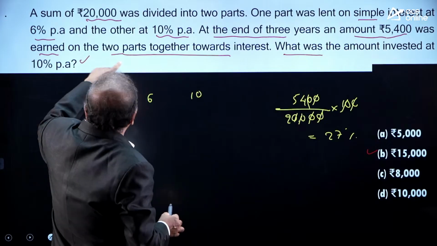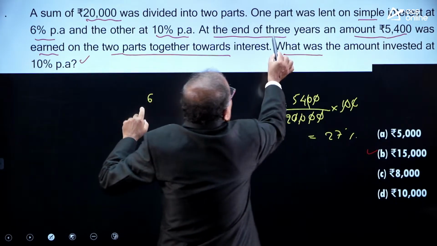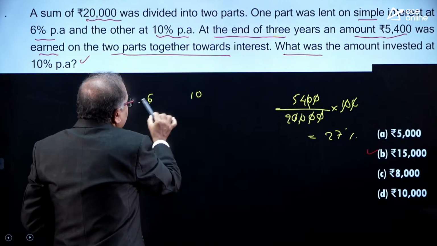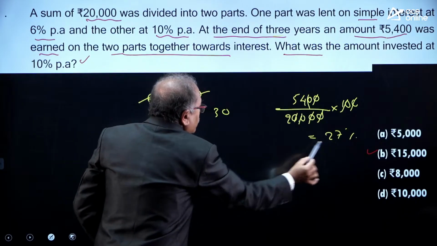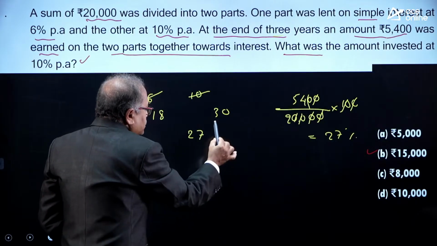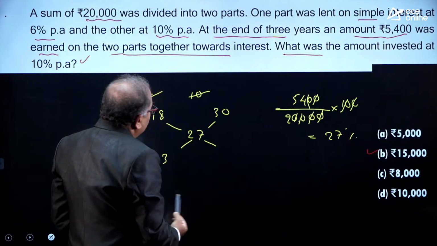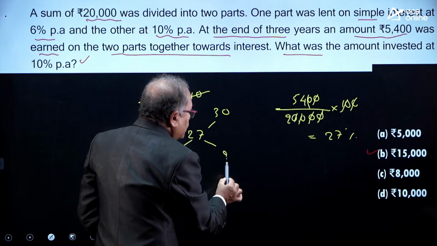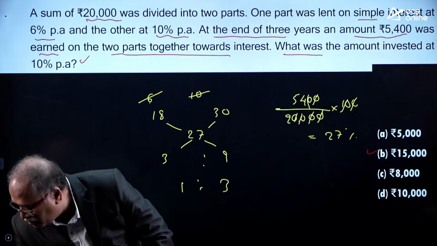One part is lent at 6% per annum, and another at 10%, at the end of 3 years. So, 6 times 3 will be 18, and this is 30, and overall in 3 years you are getting 27. Take the difference here, 3, and here it will be 9. Is it 1:3? Now, you are getting the answer.